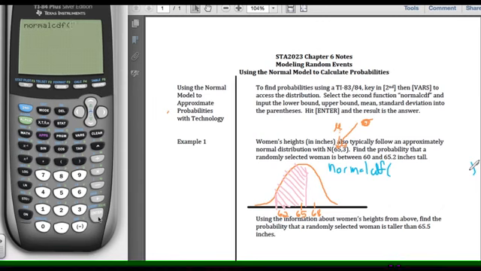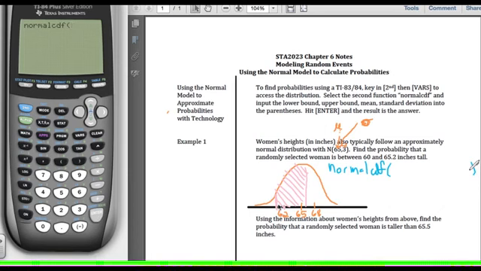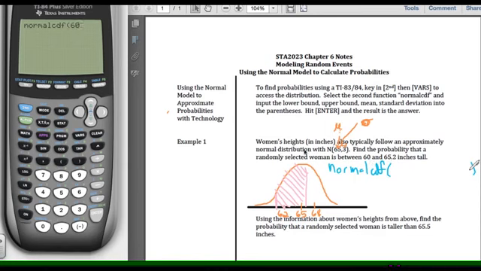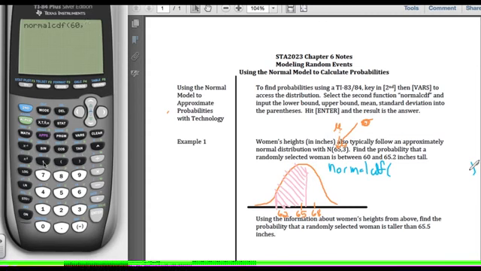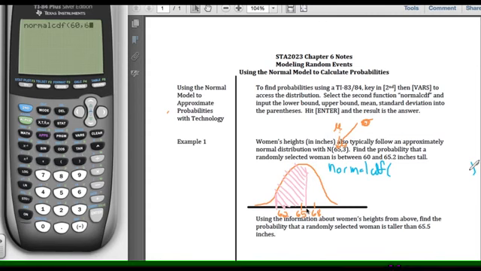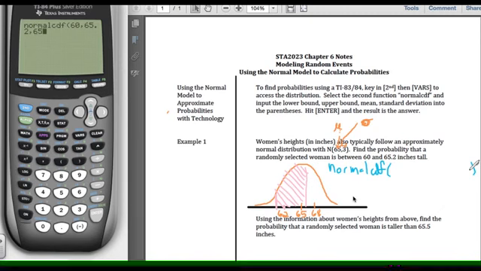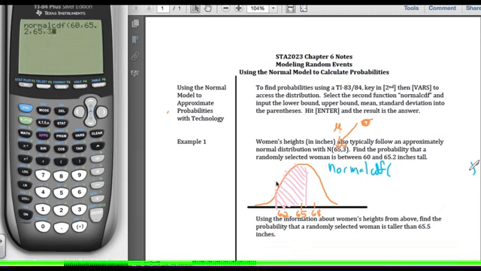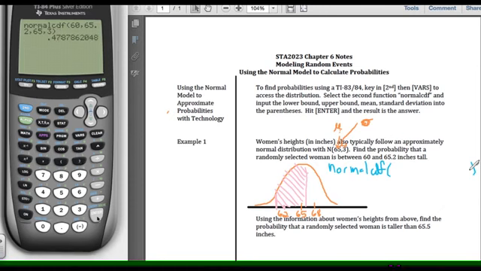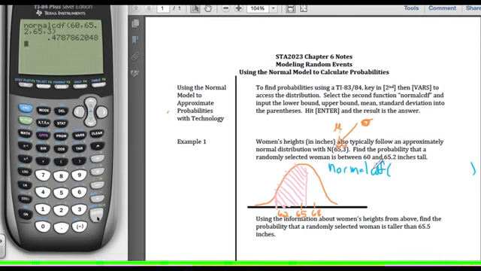And I'm going to enter in 4 values. The lower bound, where my shading starts, well, I'm looking at heights between 60 and 65.2. So 60. Then comma to separate the upper bound where my shading stops. That would be 65.2. Comma, my mean I know is 65 from the problem. And my standard deviation is 3. I just hit enter, and there is my result.